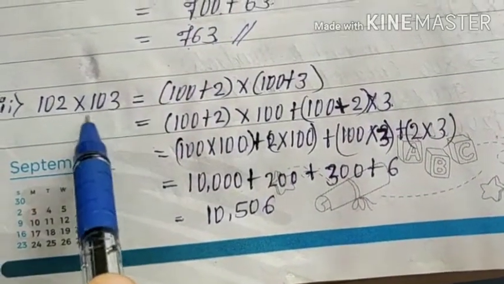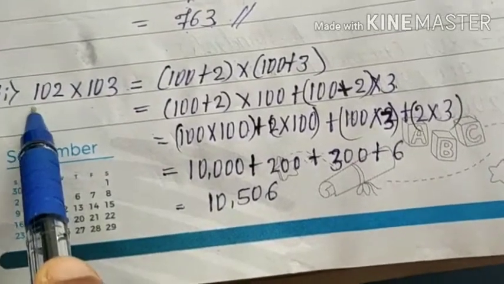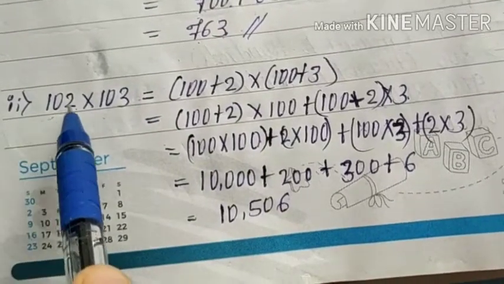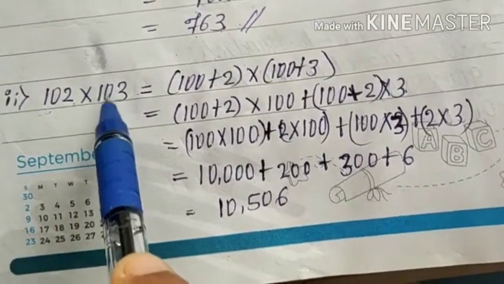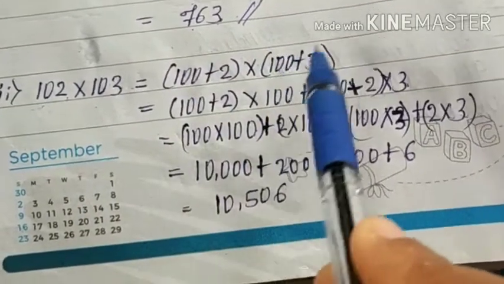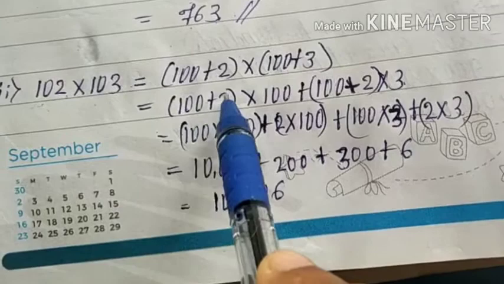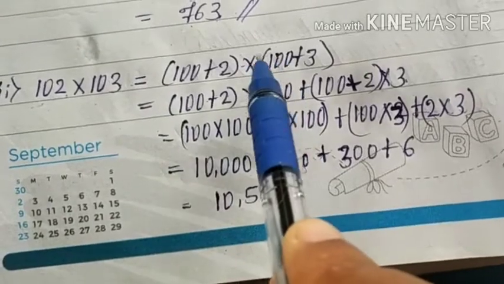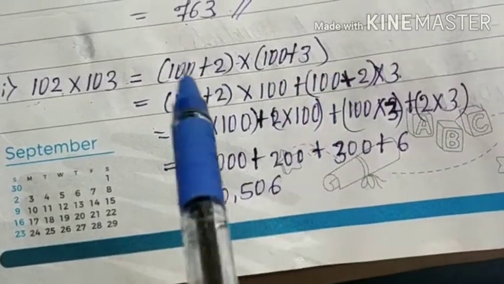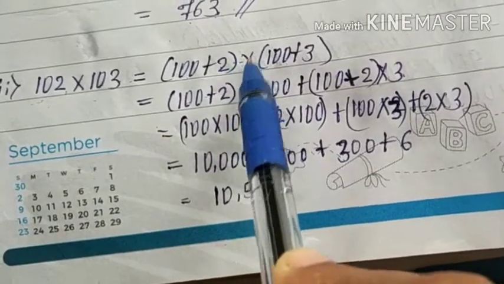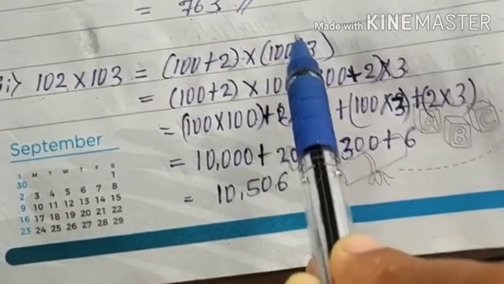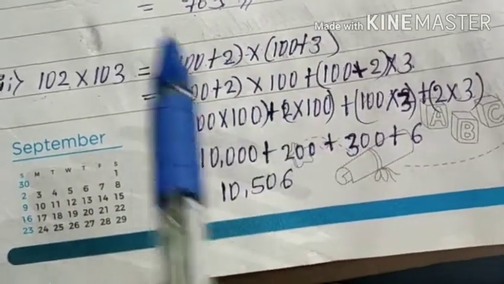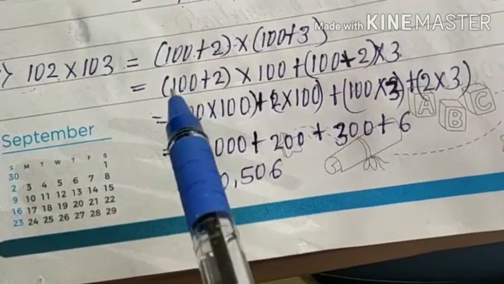Then 102 into 103. Here we can split this number into 2 terms. 102 is 100 plus 2. You have to put the bracket. Into 103, which is 100 plus 3. You have to put the bracket. Next, 100 plus 2 into 100, and 100 plus 2 into 3. See here, 100 plus 2 into 100. Next, you have to put an addition mark. Then 100 plus 2 into 3. Here, next, we can put brackets here.